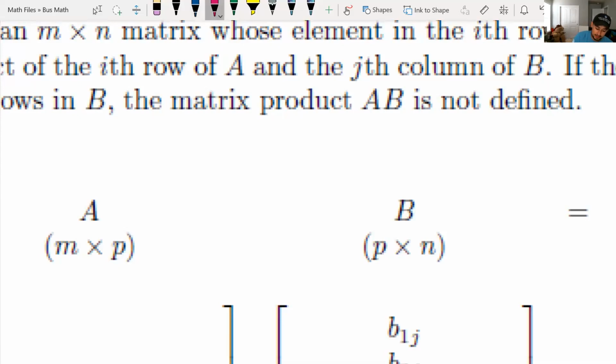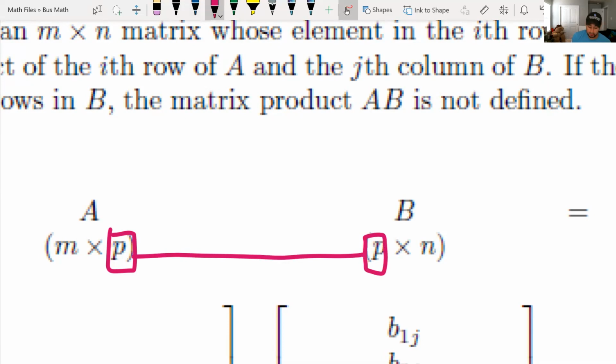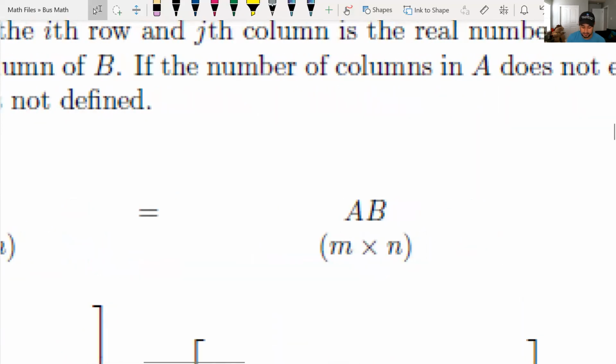So what I'm saying is that this p-value must be equal to this p-value. If those p-values are equal, then the resulting matrix is going to be an m times n matrix, which is over here on the right side. So the resulting matrix will be m times n. That's how we multiply matrices.